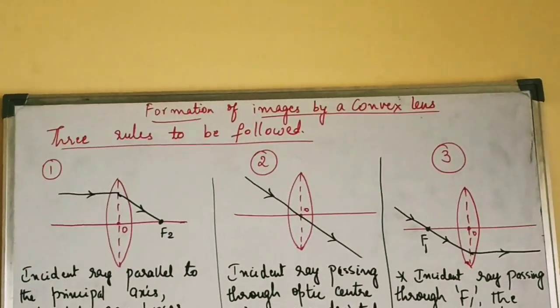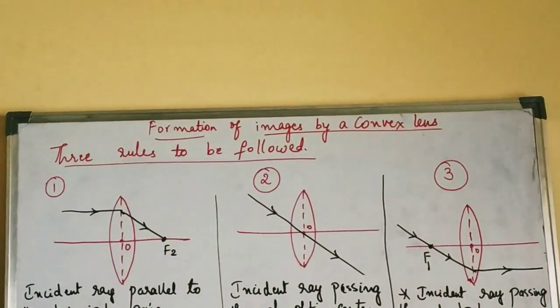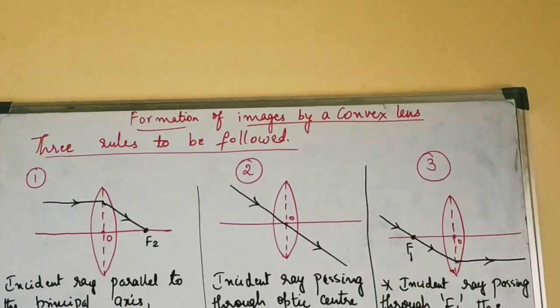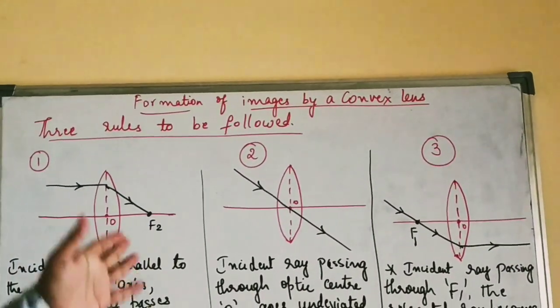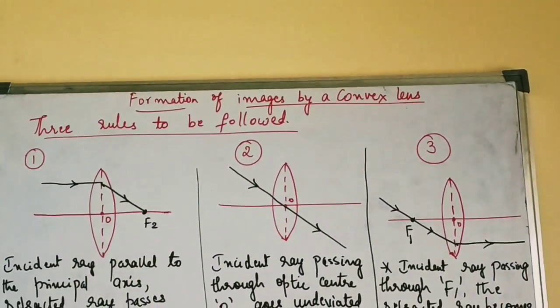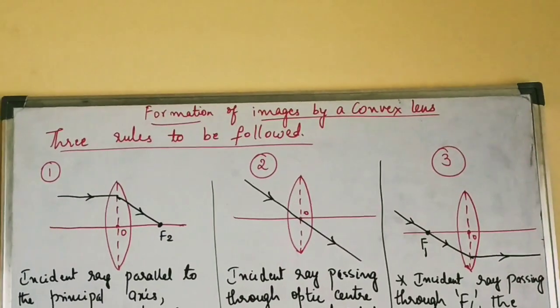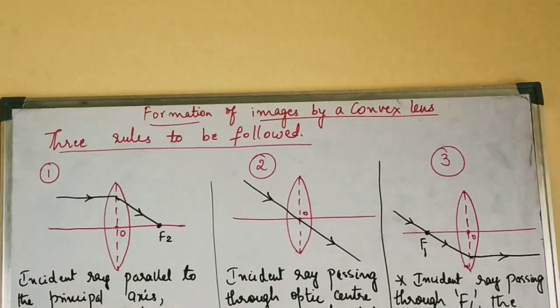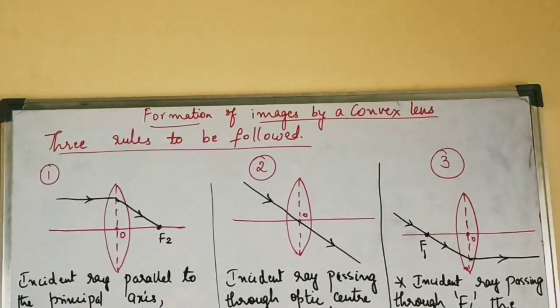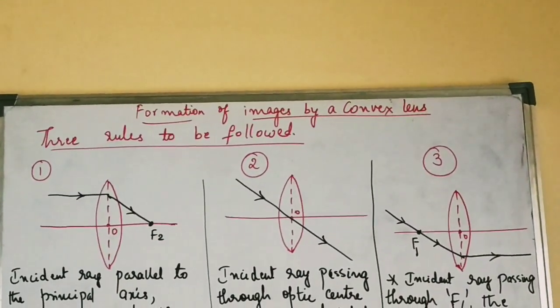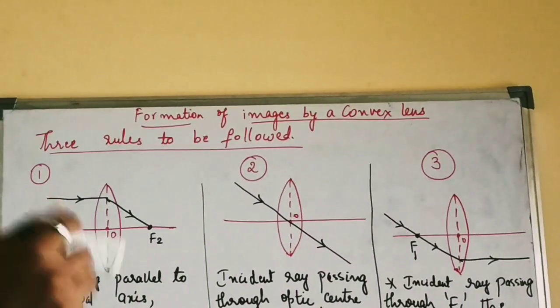Okay, students, now we will move on to the formation of images by a convex lens. In order to trace the ray diagrams for the image formation in a convex lens, again we have six cases. Before that, in order to draw the ray diagrams, just like how we learnt in concave mirrors, in order to trace the six ray diagrams, we followed the rules.